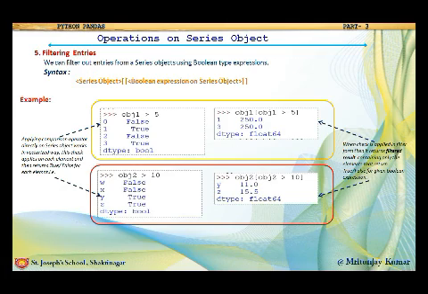Now we'll move to the next, that is filtering entries. We can filter out the entries from the series object using a boolean type expression. Boolean type expression means it will return true or false. The syntax is we will write the series object, and in a square bracket we will write a boolean expression on the series object. Like you see here, obj1 greater than 5. So here it will perform a vectorized operation. This greater than 5 is an expression, a logical operation that will be applied on each element, and it will return true or false.